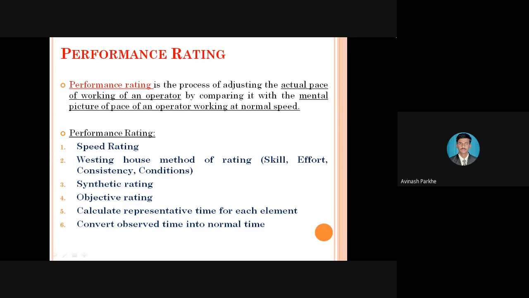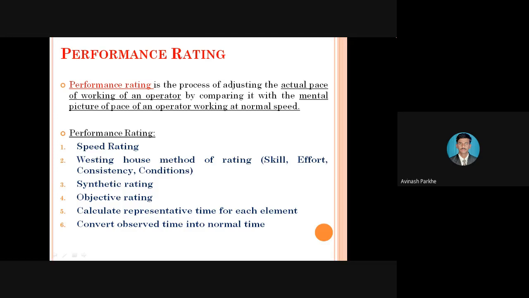If he is working at a very high speed, he can complete his task within time, but the surface finish you get may not be as per the requirement. Some operators' working speed is very low, so that worker cannot complete his or her task within the assigned time. That's why we have to go for the performance rating calculation.